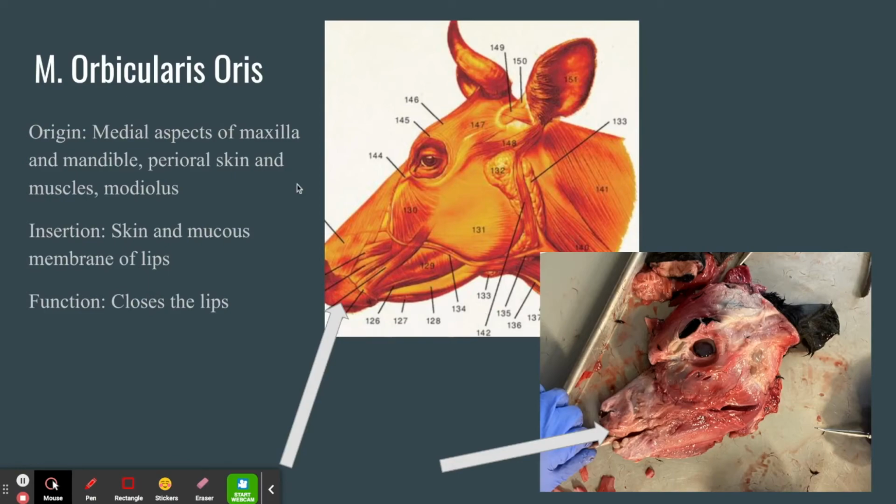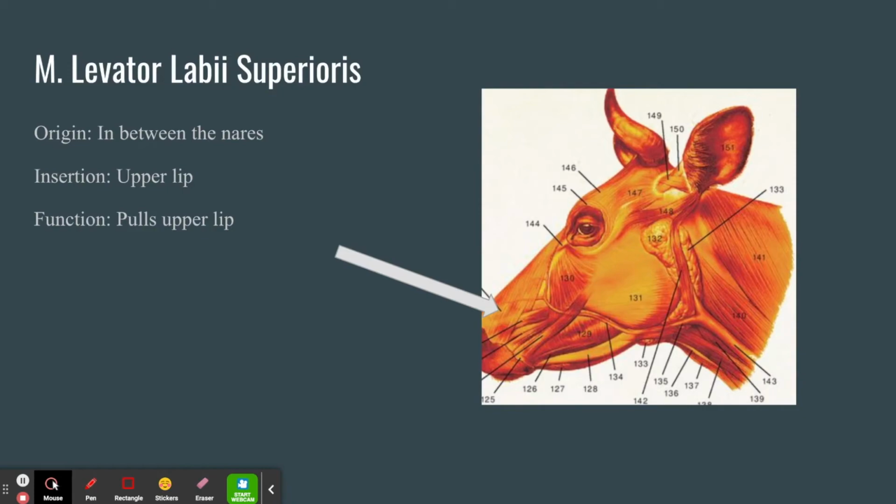Then you have the orbicularis oris, with origins at the medial aspects of the maxilla and mandible, and the preoral skin muscles, and the insertion is the skin and mucous membrane of the lips, and the function is that it closes the lips. And then you have the levator labii superioris, its origin is in between the nares, its insertion is the upper lip, and the function is that it pulls the upper lip.